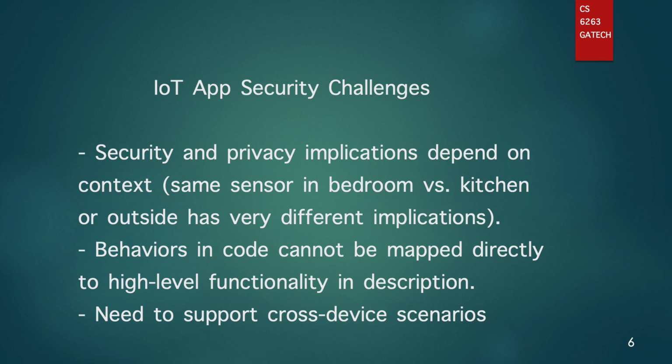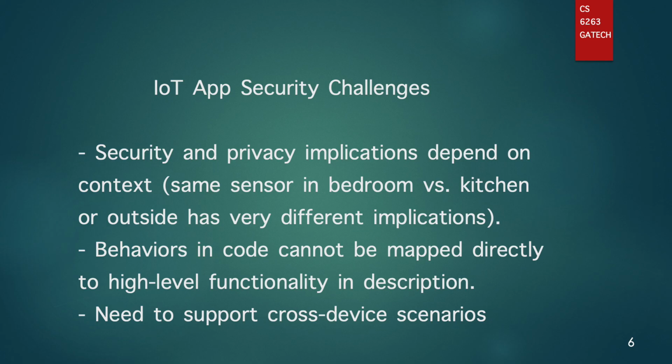Let's talk really quickly about the IoT app security challenges that I mentioned earlier. As a serious security risk, remote access can enable apps to send sensitive data to and receive commands from third party servers that directly impact your house through the Internet of Things devices. Security and privacy implications therefore depend on the context.